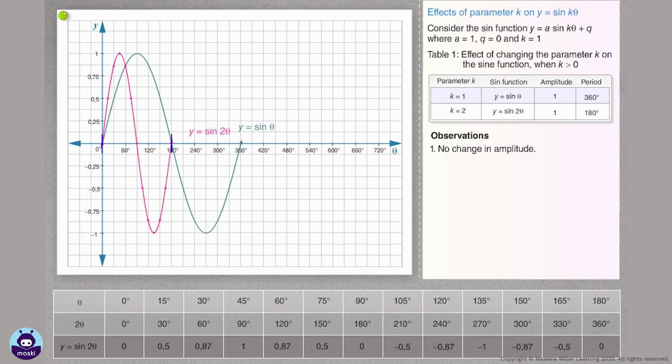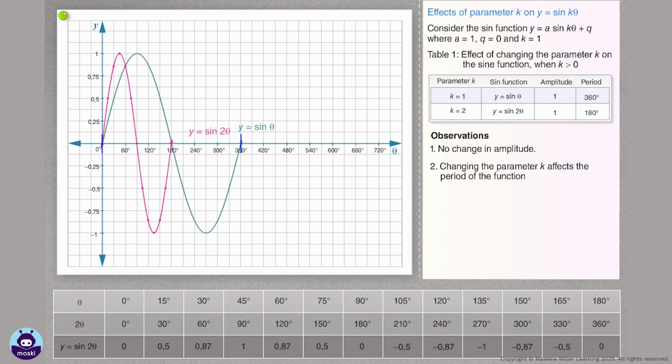However, the period of the function has changed. Period of the function y equals sine 2 theta is 180 degrees, which is half the period of the function y equals sine theta. Hence we can say that changing the parameter k affects the period of the function.